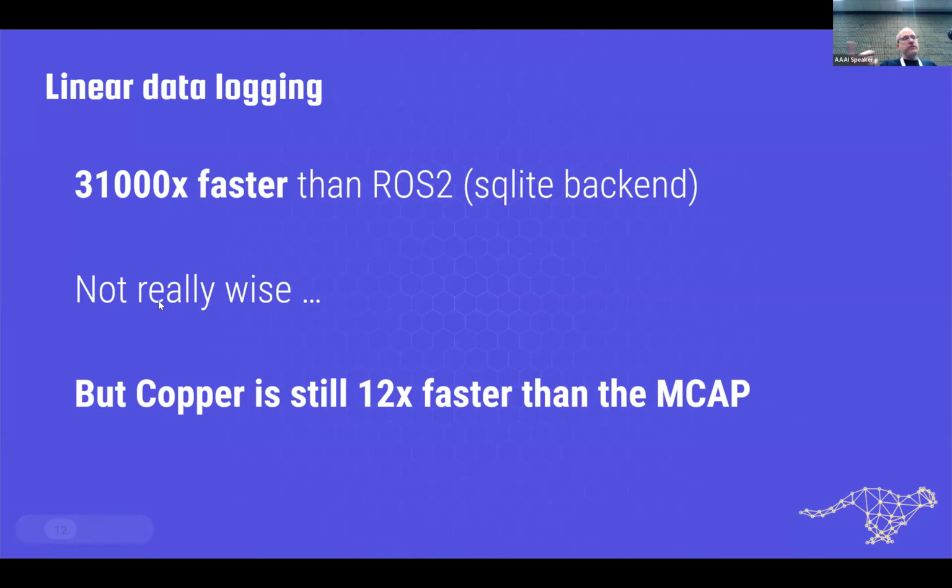But still, even against MCAP, we are 12 times faster. MCAP is pretty linear as an encapsulation, but because we are just using a memory-mapped file and going as fast as we can on the disk, we are still an order of magnitude faster than MCAP.